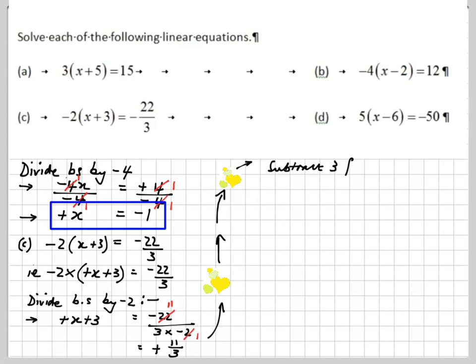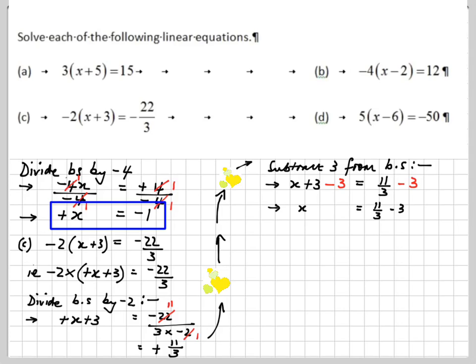So, we're going to subtract 3 from both sides because I want the x on its own, on the left-hand side, okay? So therefore, x plus 3 minus 3 equals 11 over 3 minus 3. Good, cleaning up. Now, we've just got to deal with that little beastie on the right-hand side.